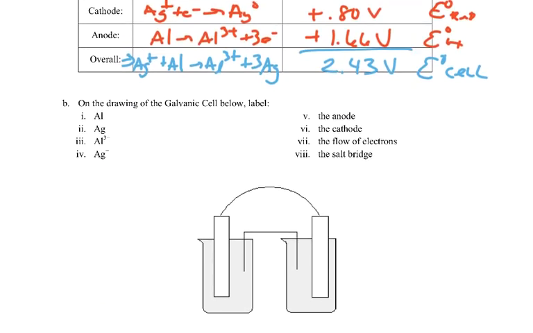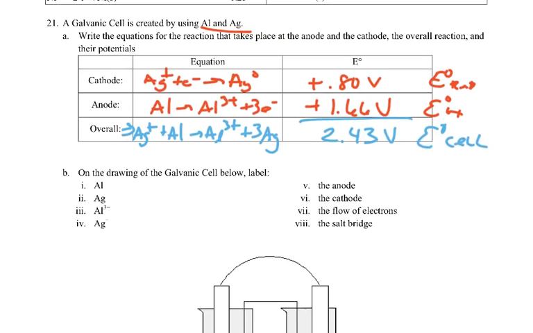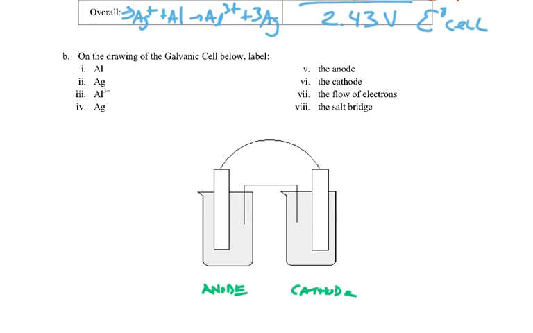Now draw this, label this, anode and cathode. I'm going to put the anode on the left, just because I like to do that. And I can put cathode on the right. If my anode is my aluminum, so this is aluminum metal in a solution that has aluminum ions. And my cathode then is going to be a silver metal in a solution that has silver ions. That's kind of sloppy. I'll try that again.